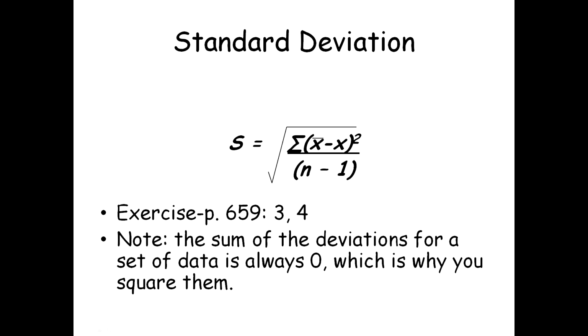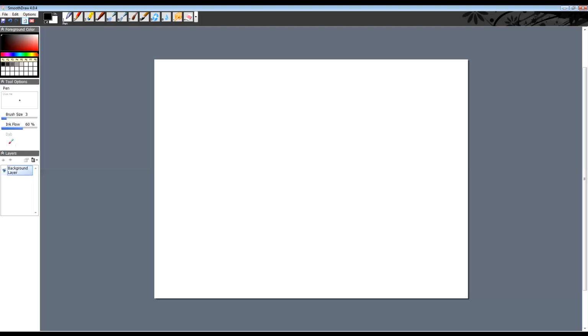So let's go back to our example and see what they look like here. In example 3, or this is exercise number 3, page 659, we have values of x, which are given as 2, 5, 6, 8, 9, 11, and 15.